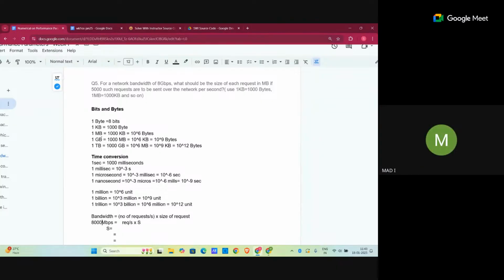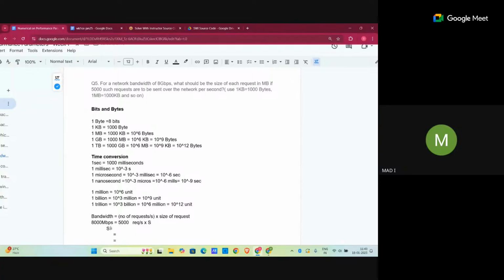Just focus on the conversion. 1 giga is equal to 10 to the power 3 mega. The bandwidth will always be given in terms of bits. So giga is equal to 10 to the power 3 mega, and I can write this 8 Gbps as 8000 Mbps. Now, what is the number of requests? It is 5000. So 5000 requests are made per second multiplied by size of request.